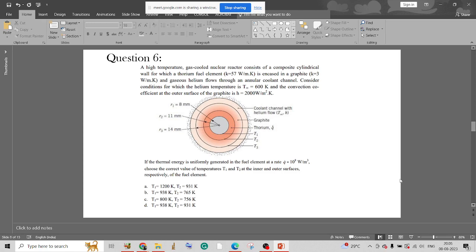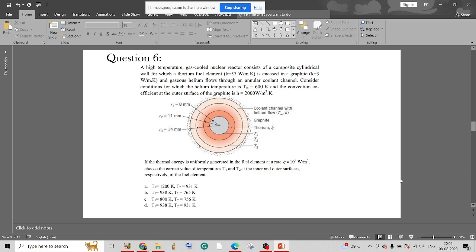Okay, so for the coolant, as it is a fluid, it is helium, its heat transfer coefficient is given as 2000 watt per meter square Kelvin, and its temperature, considered as the ambient temperature, is given as 600 Kelvin. So we can find the convection heat transfer from there.